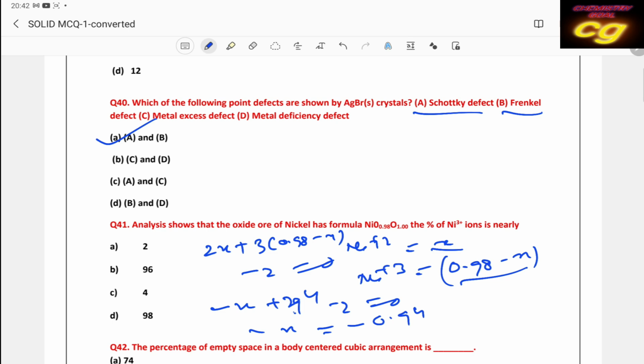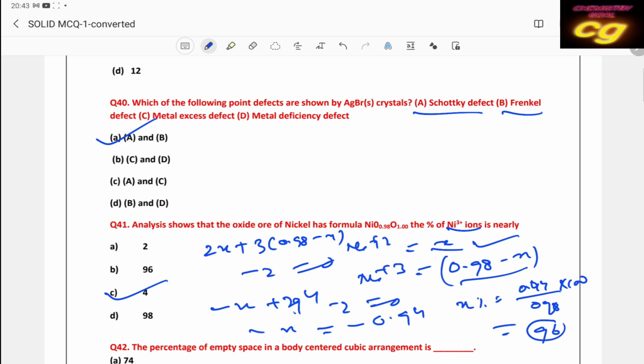x is 0.94. If you solve it, the x percentage will be 0.94 upon 0.98 into 100. The answer will be 96 for x. But the question is nickel 3+. If 96 is x, that is nickel 2+, so the question is +3, which is 4. So the answer is C.